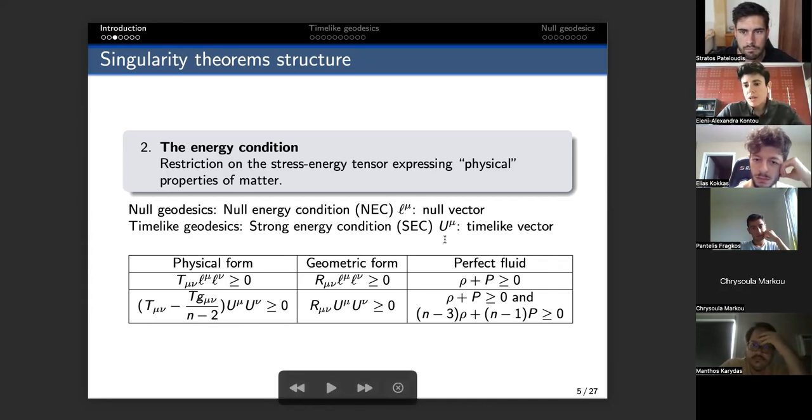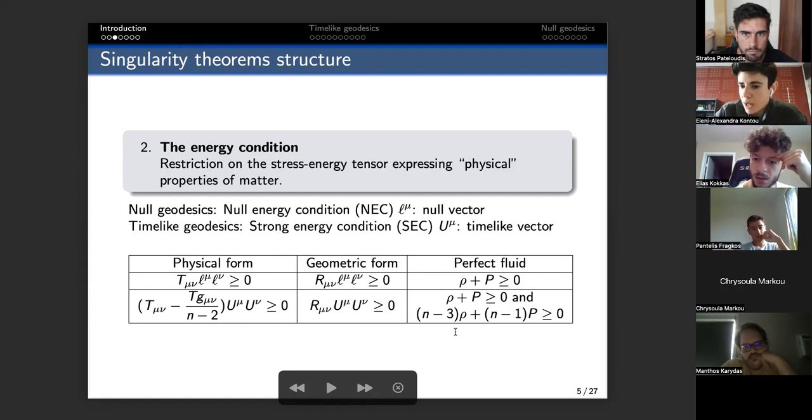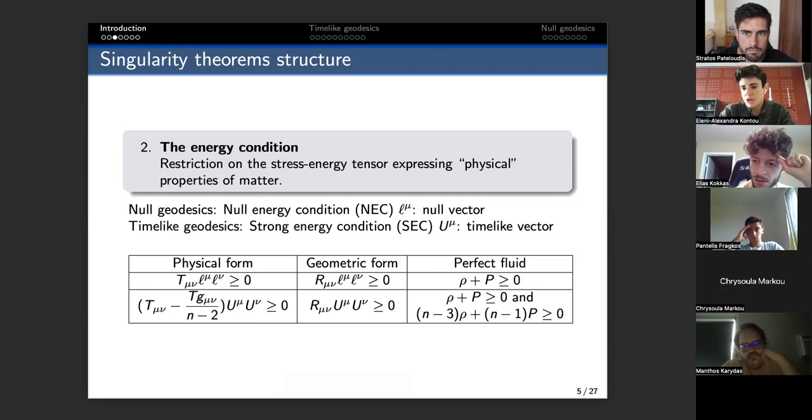To understand the physical meaning of the energy condition, we can use a perfect fluid stress energy tensor. So for the null energy condition, we have the requirement that the energy density and the pressures everywhere are non-negative. For the strong energy condition, the interpretation is less straightforward because we also have this little strange condition that has also to do with the number of space-time dimensions.